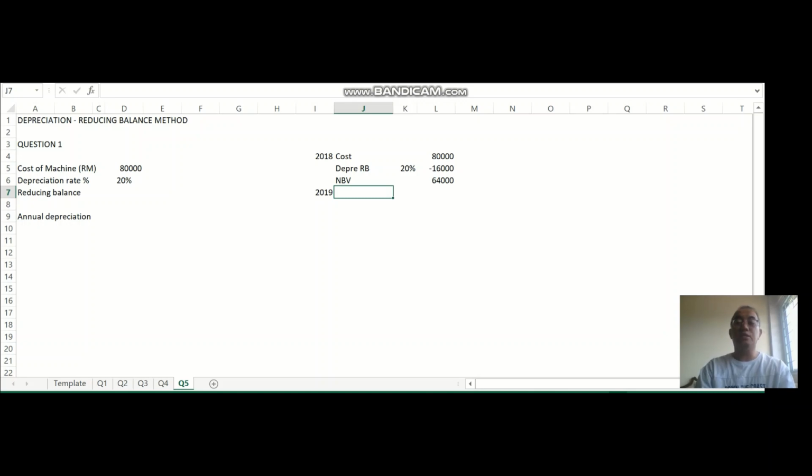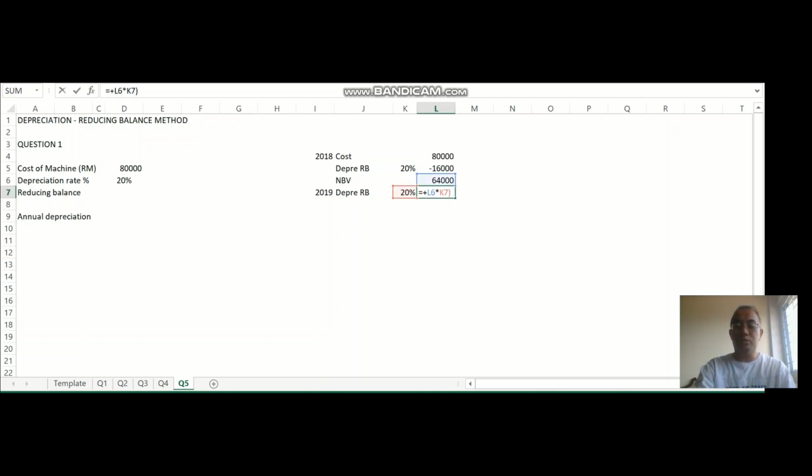What about in 2019? Is it the same calculation as the previous method? Now look closely. This is the depreciation for 2019 and it still uses 20%, but the method is different now. The name is reducing balance, so you take from the reduced balance. I take this one, the reduced balance, the net book value, times 20%. Now you have a different figure.